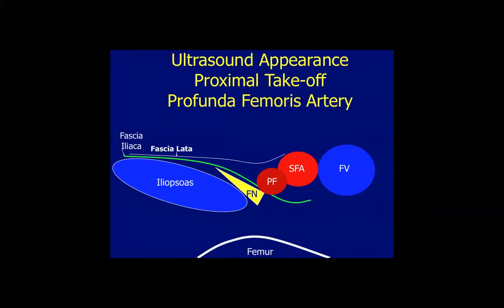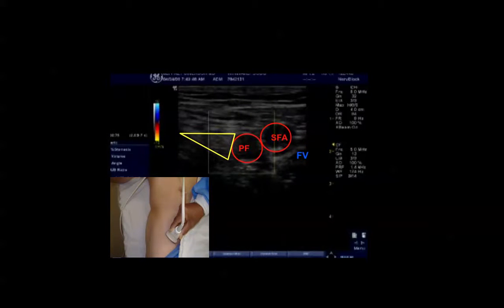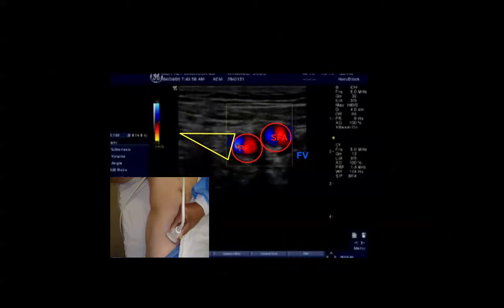This is an example of a proximal takeoff of the profunda femoris artery in an artist rendition. This is an example of the profunda femoris seen real time on ultrasound, the yellow triangle representing the femoral nerve, and you see illustrated the superficial femoral artery and the profunda femoris in color Doppler and 2D.